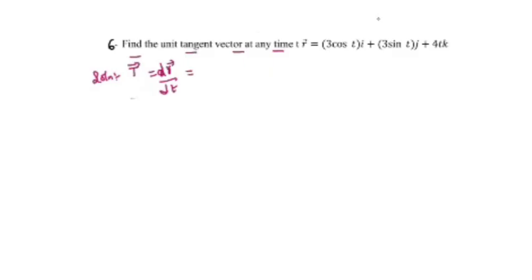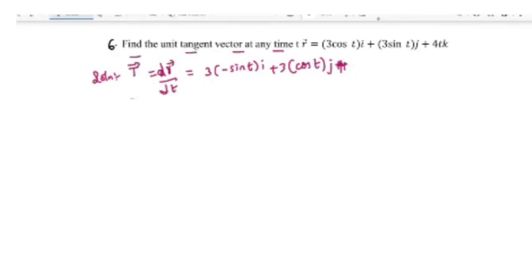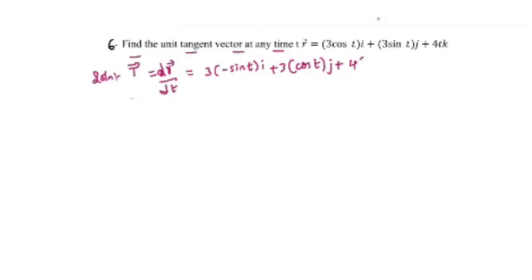So we will differentiate. That will be 3 cos becomes minus sin t and this i as it is, plus 3 times the differentiation of sin, which is cos t, into j, plus 4 and t will be 1, into k. Then we get minus 3 sin t i plus 3 cos t j plus 4k. So this is your T.